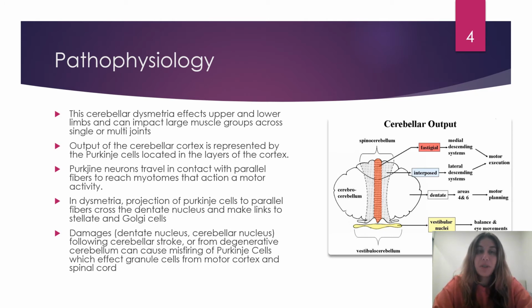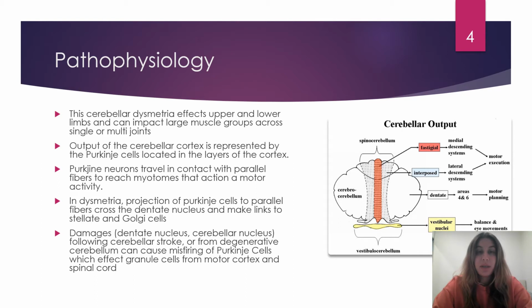So the pathophysiology of dysmetria. As mentioned before, cerebellar dysmetria affects upper and lower limbs. It can impact large muscle groups across single or multi-joints. The output of the cerebellar cortex is represented by Purkinje cells, which are located in the layers. These synapses travel in contact with parallel fibers to reach myotomes, which then act on motor activity. In this condition, projection of these synapses to parallel fibers across the dentate nucleus make links to stellate and Golgi cells, which are located in muscles.